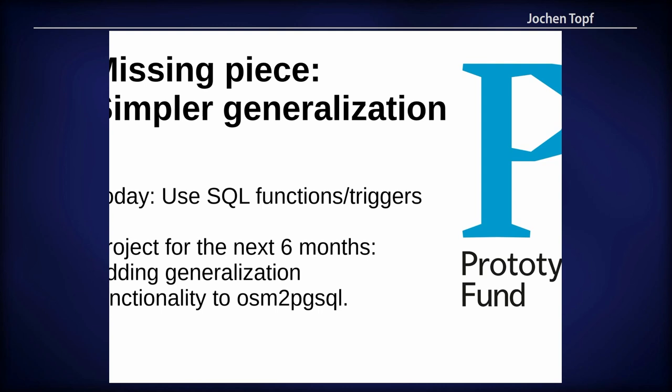So the missing piece here is the geometry generalization. If you're a bit familiar with vector tiles, you know that for the lower zoom levels, you need to simplify the geometries. Otherwise, it will overwhelm your vector tiles, and we'll have these huge vector tiles, and it will be too slow. And at the moment, what people are doing is they have post-processing files in the database that take the unsimplified geometries and make them simpler, aggregate data and all that. And you can either use triggers or you can use materialized views. There are several ways of doing that, but they are kind of cumbersome to get right and to maintain.